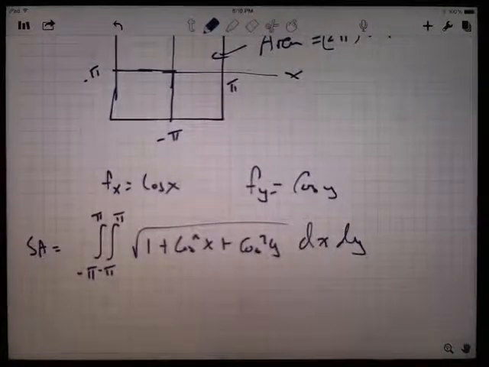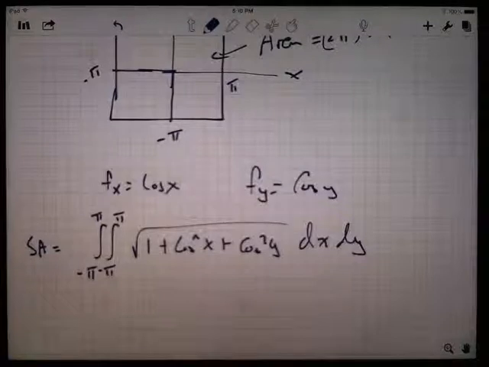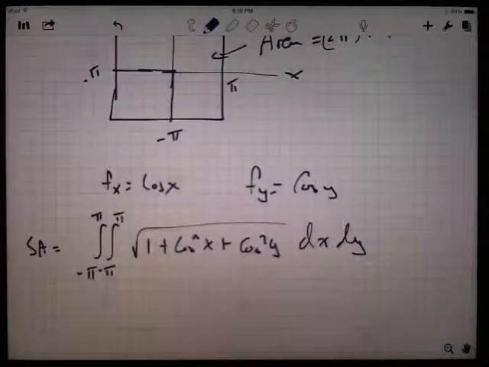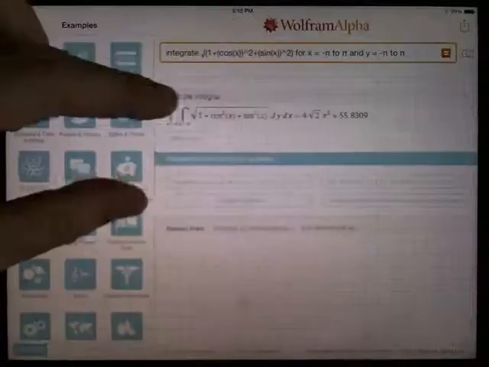And now I have to actually be able to integrate that. And this is where it becomes tricky. You'll find that the book gives you just very specific examples that you can do by hand. This one is not one of those. So I'm going to find another way than doing it by hand.